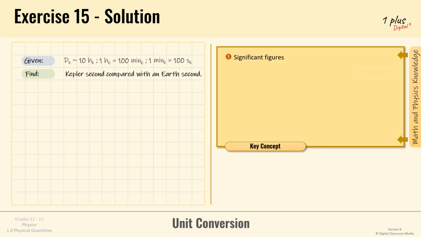Before we begin, let's consider the significant figures. The rotation period is given as approximately 10 hours. The word approximately tells us that this value is not exact. For this model calculation, we assume that the rotation period is known to within plus or minus 1 hour. The relative uncertainty is therefore 1 hour divided by 10 hours, multiplied by 100%. This gives us a relative uncertainty of approximately 10%.